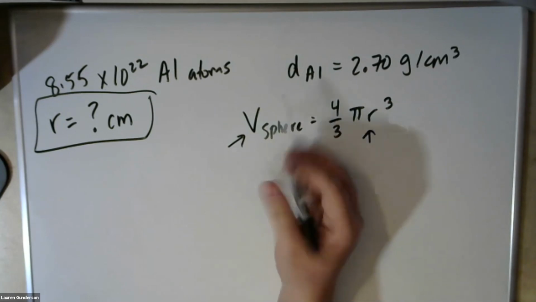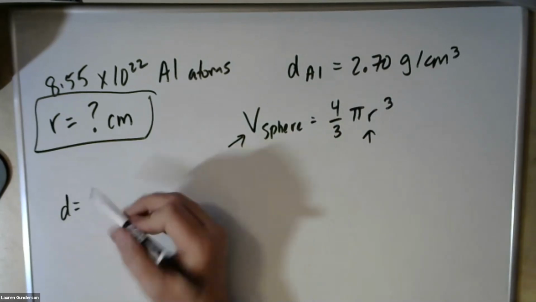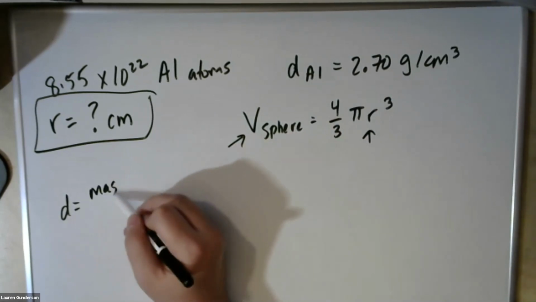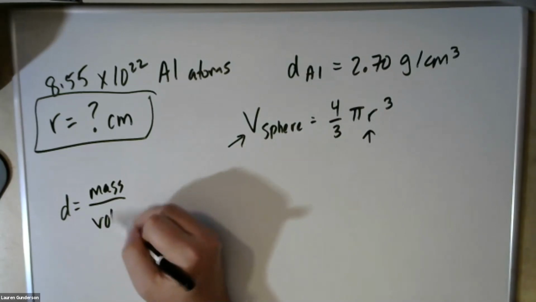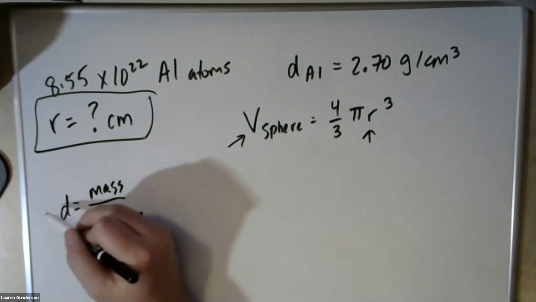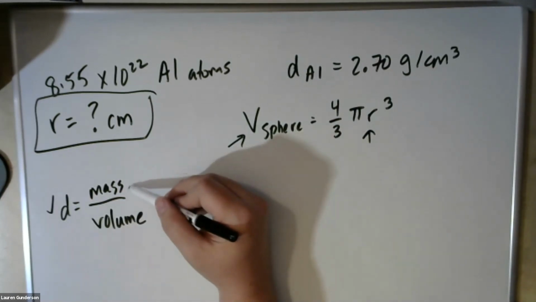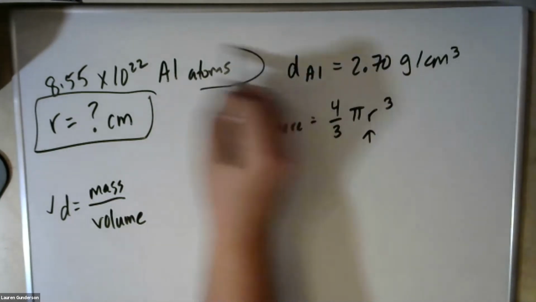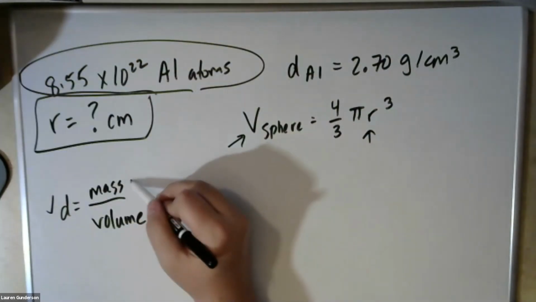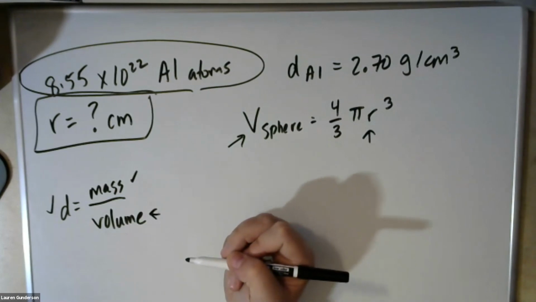All right, but luckily we were given the density value of aluminum. And density, remember, equals mass divided by volume. So if we know the density of aluminum, which we do, and we know the mass of aluminum, which we can find out from this, we can figure out what that volume of aluminum is.